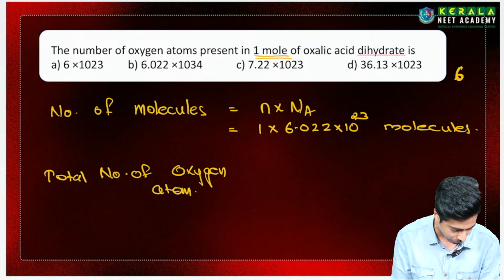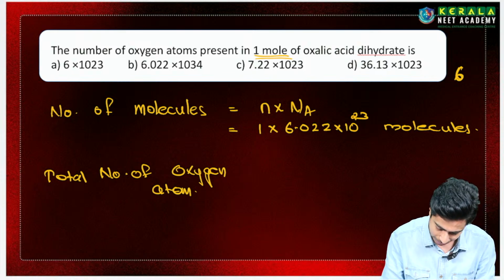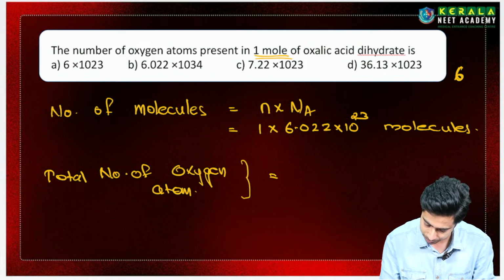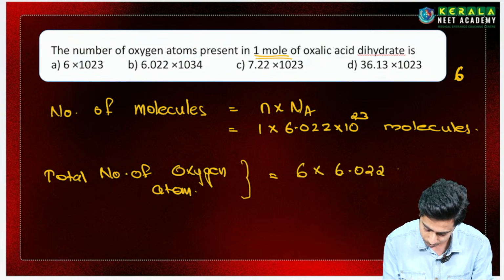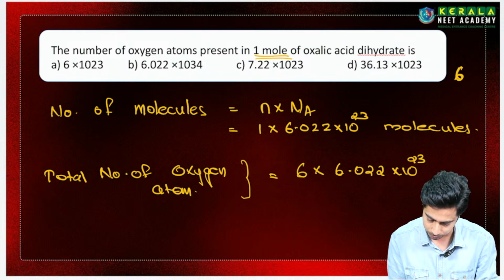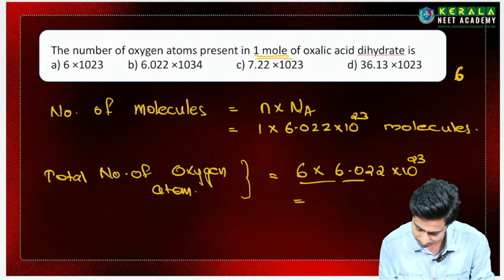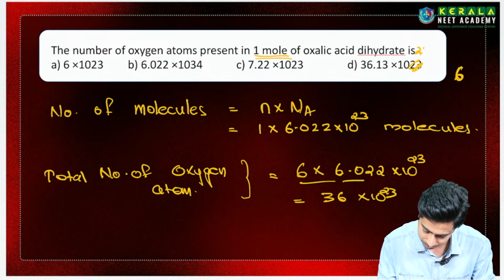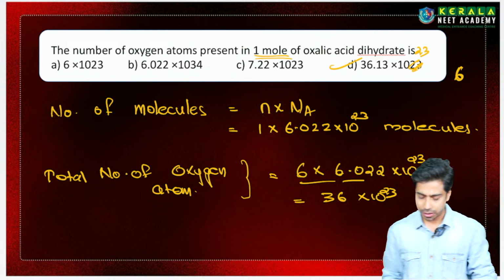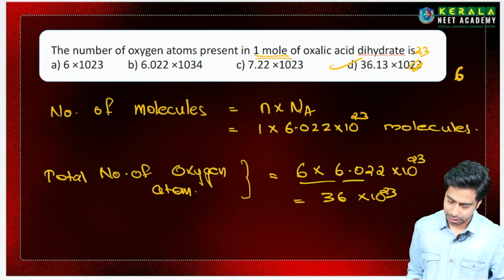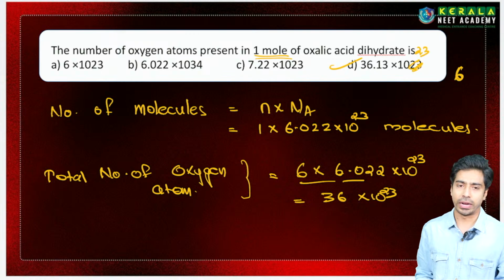Total number of oxygen atoms is equal to 6 into the number of molecules, 6.022 into 10 power 23. So that is equal to 6 into 6, approximately 36 into 10 raised to 23. That will be the answer. So remember, this is the calculation that we are doing for calculating the number of molecules.